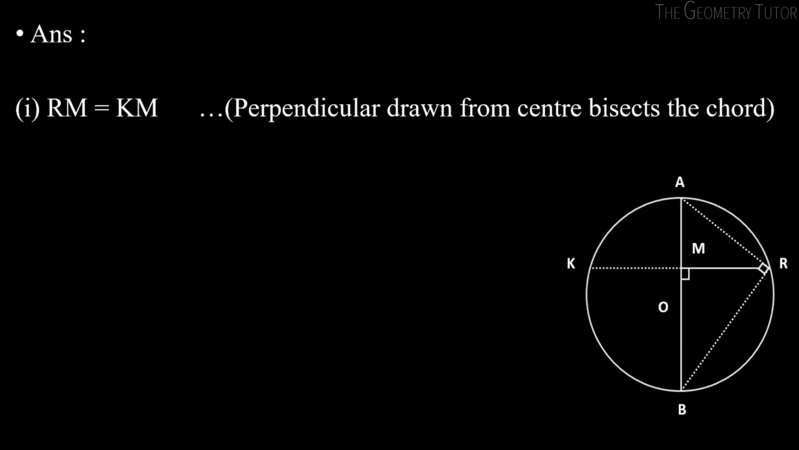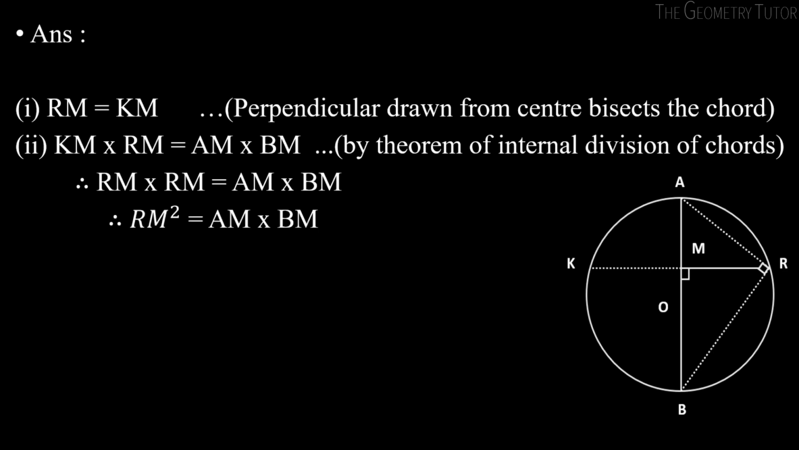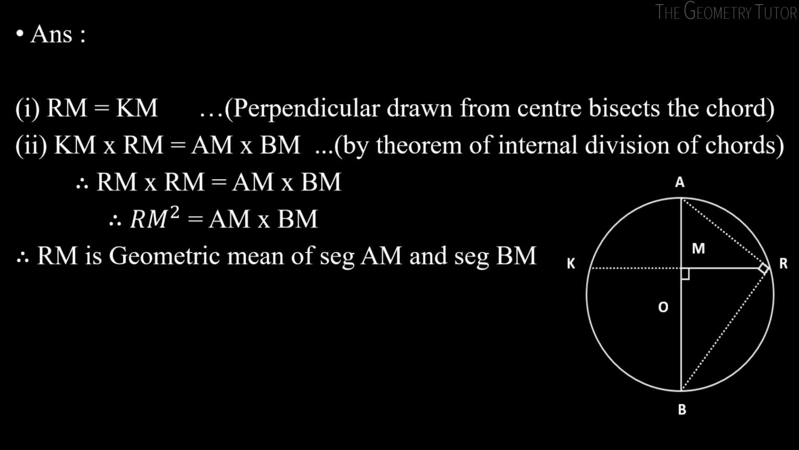Number 1, RM is equal to KM because perpendicular drawn from center bisects the chord. Number 2, KM into RM is equal to AM into BM, by theorem of internal division of chords. Now, substituting the value of KM, that is RM, so we get RM into RM is equal to AM into BM. Therefore, RM square is equal to AM into BM. Therefore, RM is geometric mean of segment AM and segment BM.